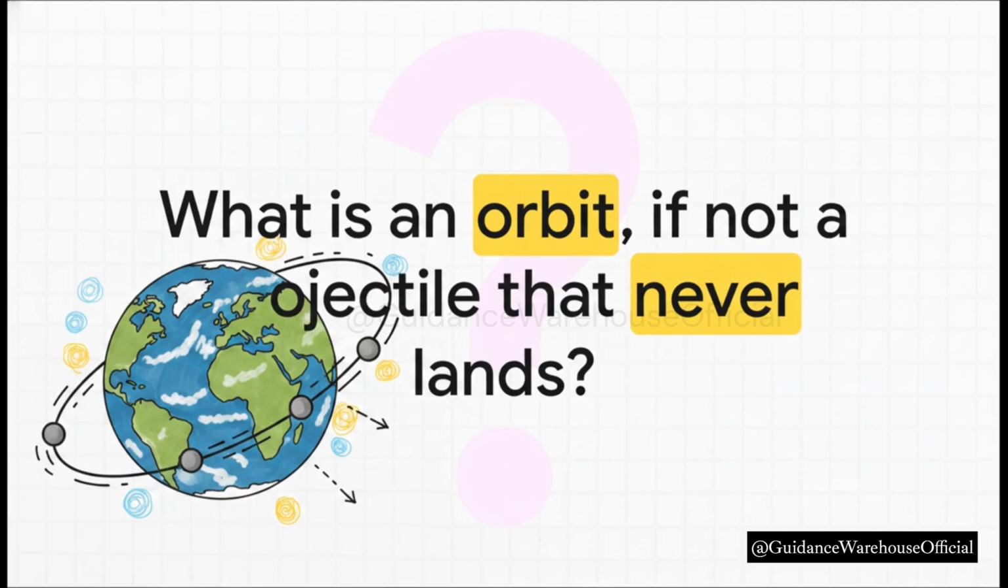If you throw something fast enough horizontally, it will fall towards the Earth, but the Earth will curve away from it at the very same rate. It is constantly falling, but it never ever gets any closer to the ground. So what is an orbit really, if not just a projectile that's forever falling but always missing its target?